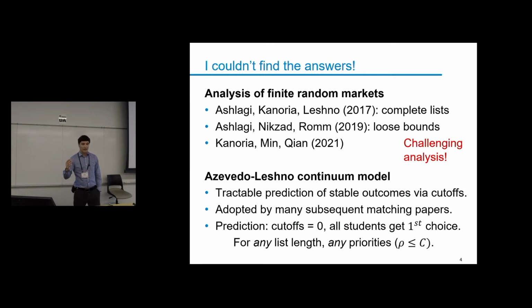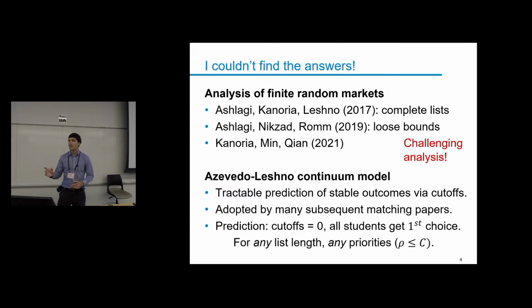And basically, the way they characterize a stable matching is by saying, OK, we've got a set of schools, and we want to predict a cutoff score for each school. And those cutoff scores then induce a stable matching. And they show how to do this. And a lot of applied papers, either applied theory papers or applied empirical papers, have used their framework as a tool to do analysis because it's so much more tractable than the finite market.